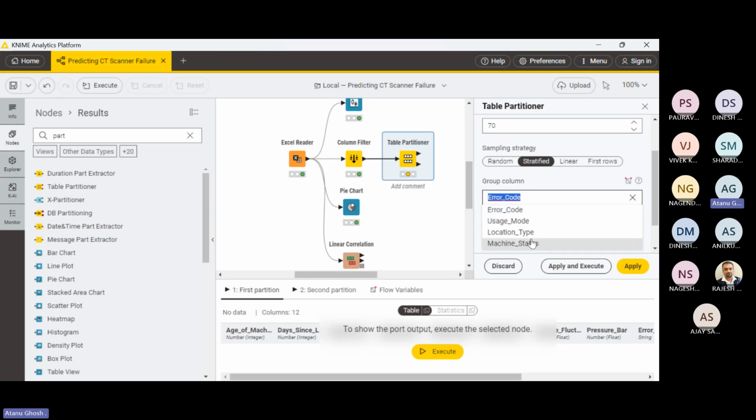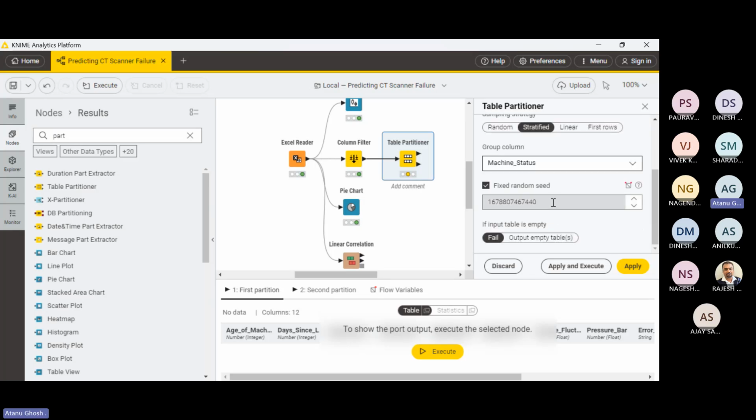So obviously we have to do it on the basis of the outcome that we are trying to predict. And we know why we need a random seed, so that every time I run the pipeline, the training is done on the same data set. Because even though I have done stratified sampling, the individual observations that have gone into training and those that have gone into testing may vary if I do not have a fixed random seed. So every time I run the pipeline, it may give me a different result. Okay. So far fine. So apply and execute.